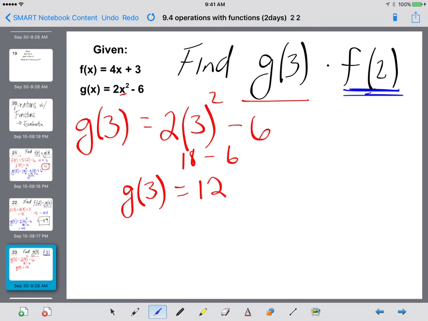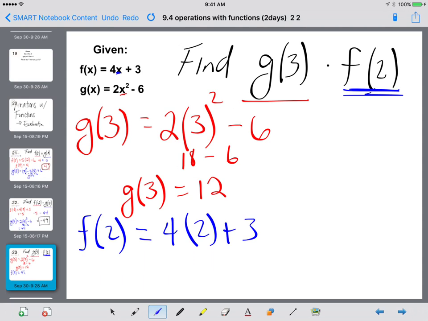Let's find f of 2. That means I'm going to plug it in for any and all x's, my f. So f of 2 equals 4 times 2 plus 3. F of 2 equals 4 times 2 is 8. 8 plus 3 is 11.